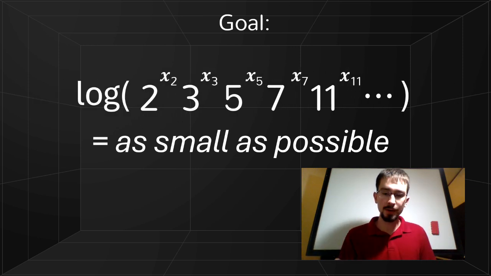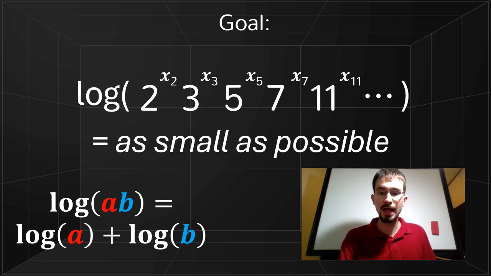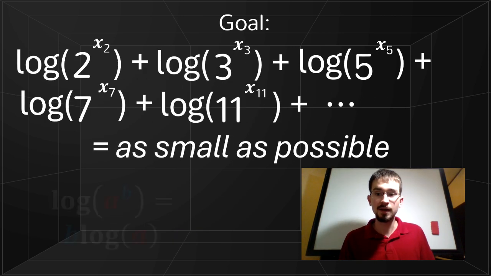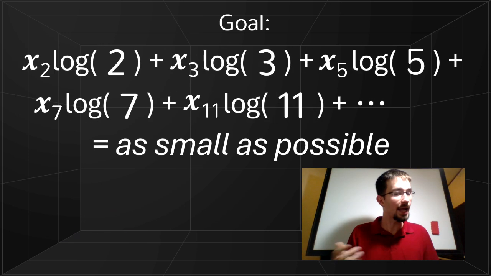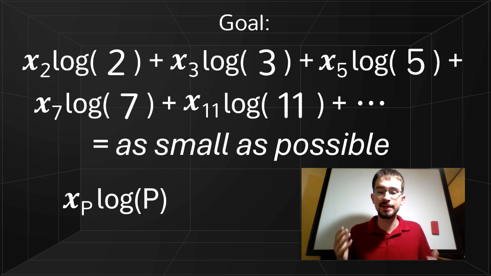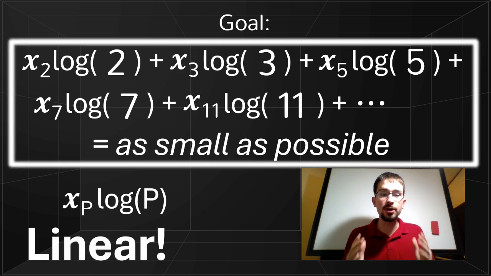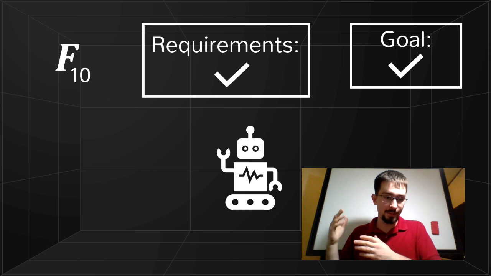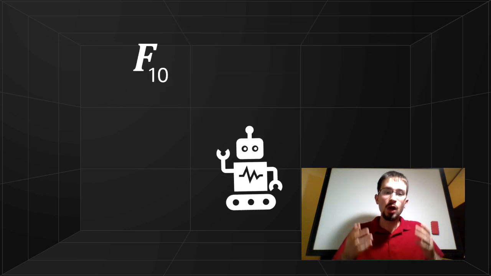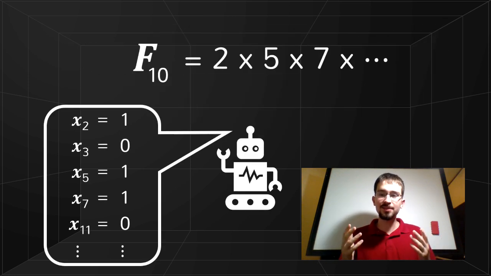We can now use the properties of logarithms to turn this into a linear equation. First, the log of two values multiplied together is the sum of their individual logs. Next, we can pull exponents inside logs out the front. And look at that. Every term is a constant times a variable. That means this is a linear goal. So we could set up both a list of requirements and a goal with relative ease. Then feed them into a linear algebra solver algorithm, which will spit back the variables telling us the prime factors of f10. Coolio.